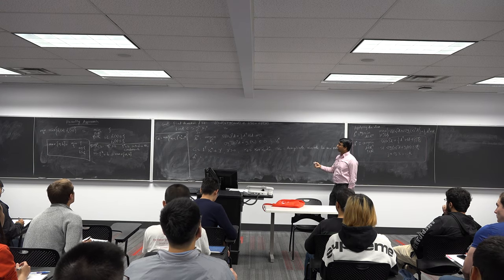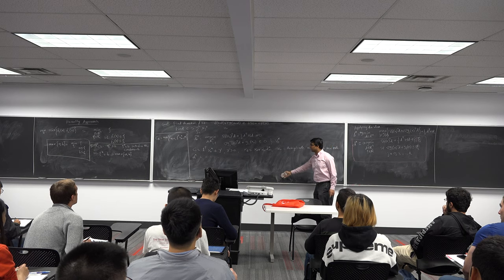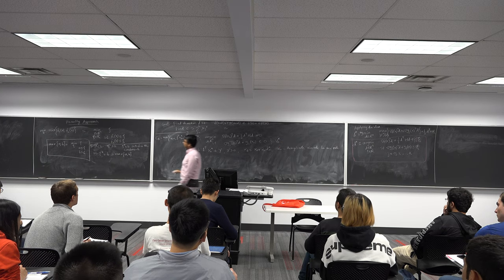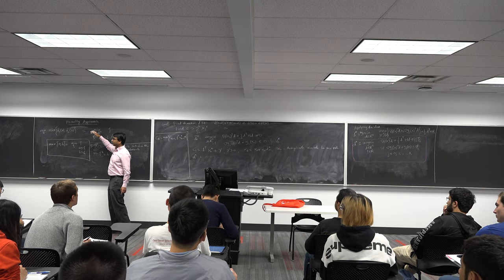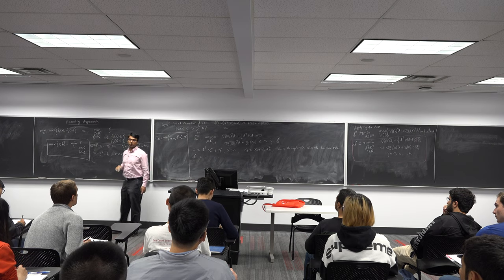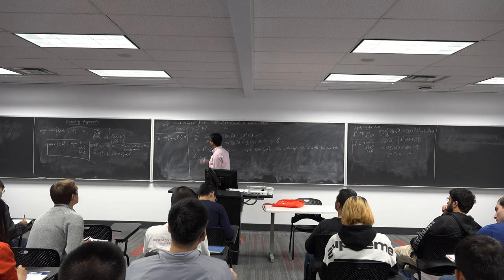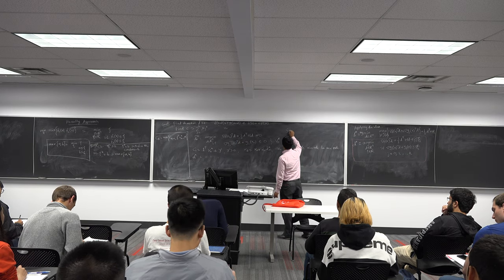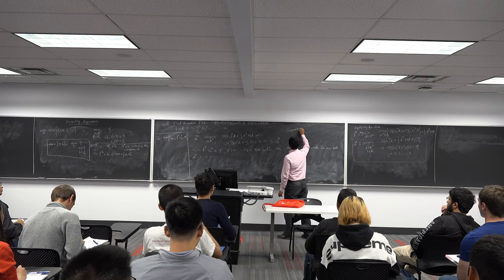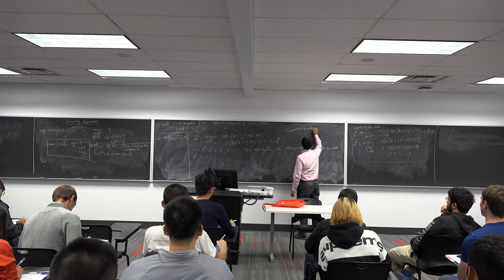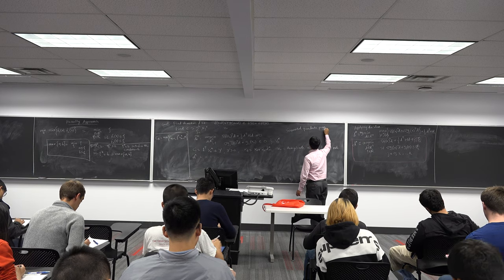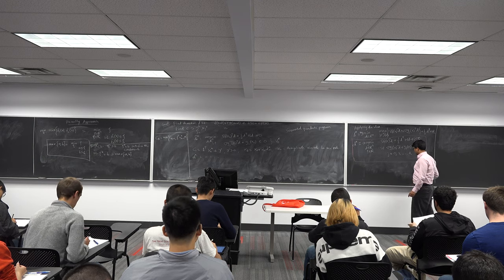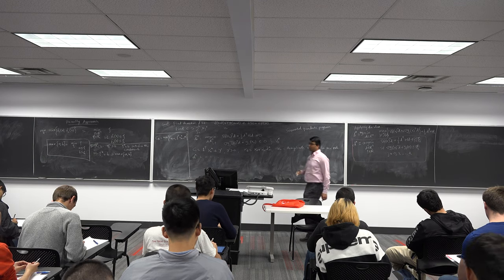And hopefully, whatever point x star you converge to after running this iteration many, many times, that point would satisfy the first order necessary condition for optimality for the original problem you started with. So that's why this algorithm is known as sequential quadratic programming for solving the constrained optimization problem.